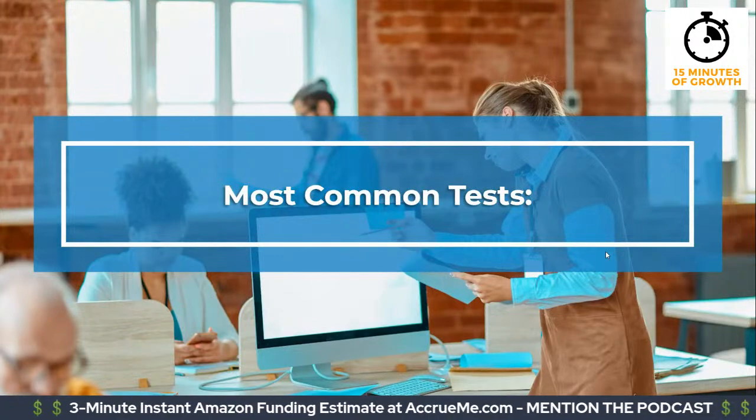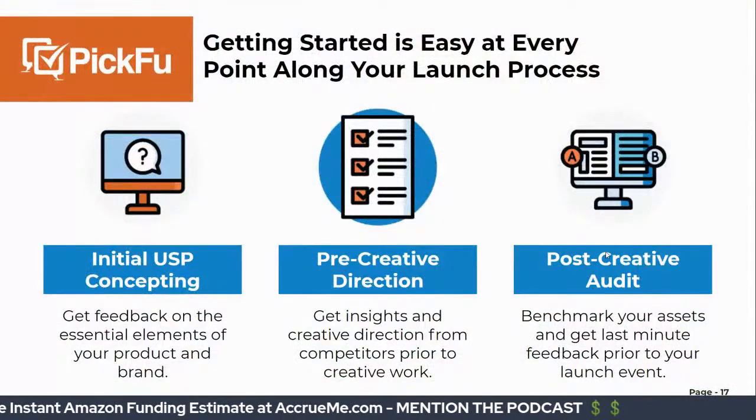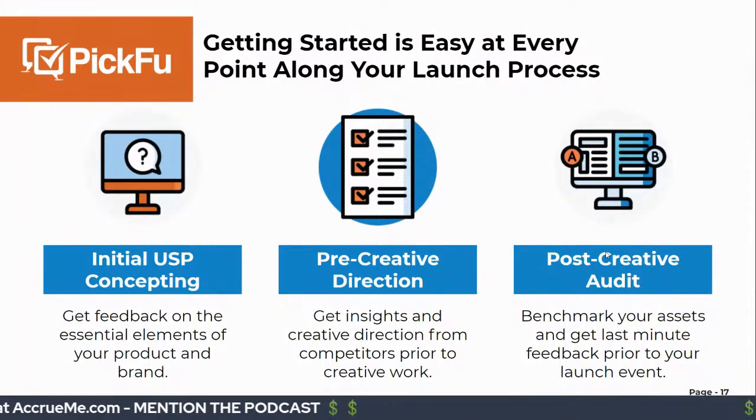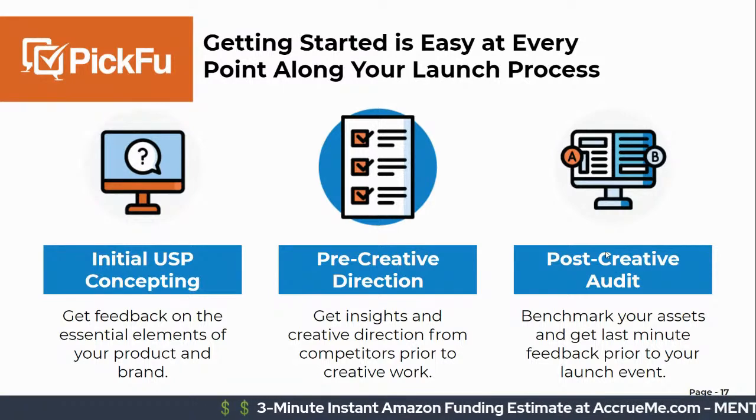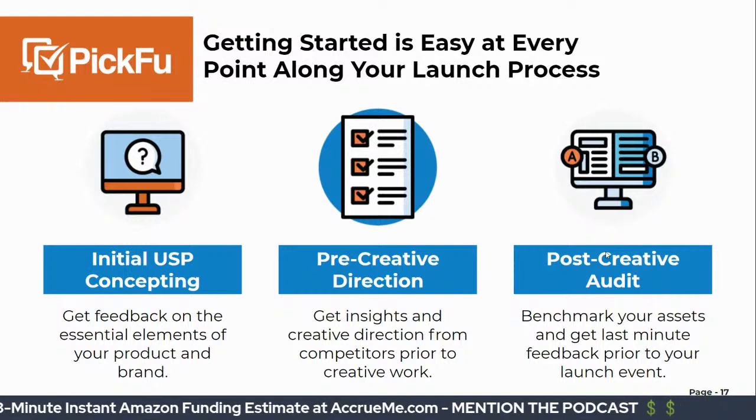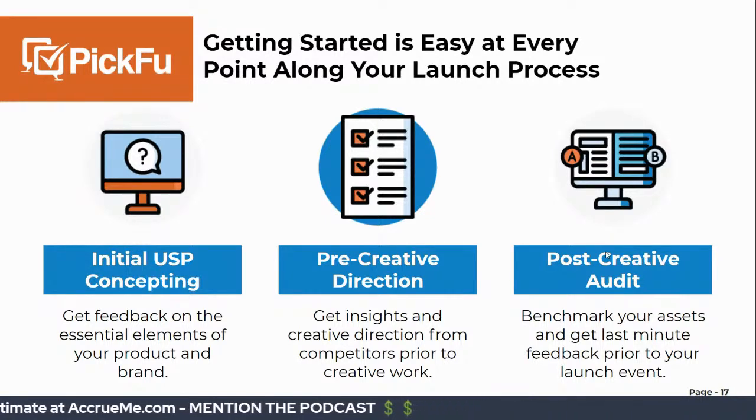So I'm going to walk through right now what are the most common tests. Basically, what we're seeing is, starting off, it doesn't really matter where you are in your launch process. You can use PickFu for initial USP concepting. You can use it for pre-creative direction. So like before you would go and do a lifestyle or a video shoot, getting some ideas of how to actually go and attack that, what people are looking for. And then you can also do a post-creative audit. So let's say you're a seller, you've been selling for a few years, right?